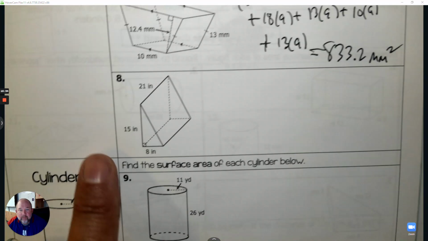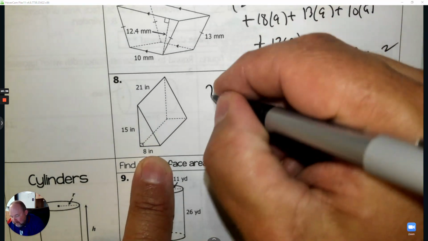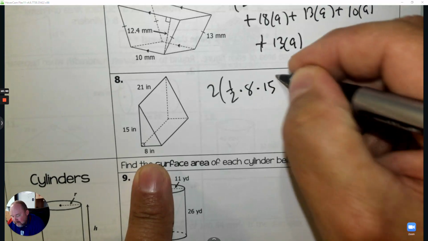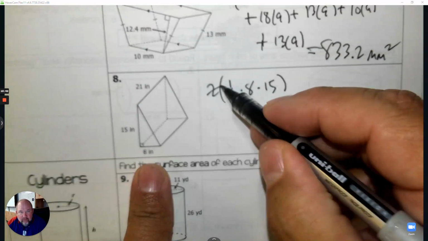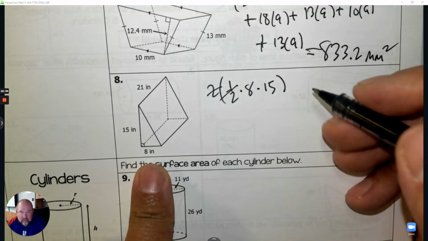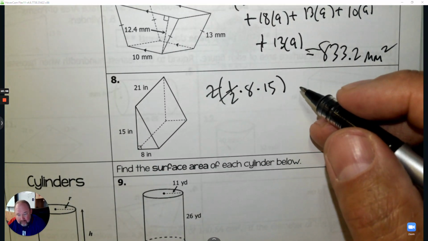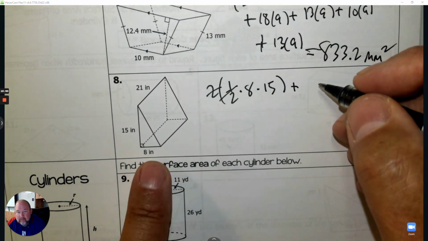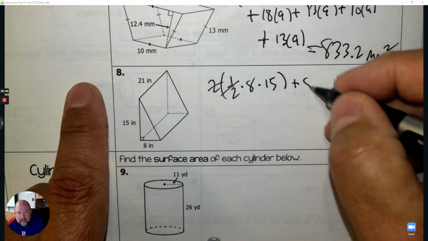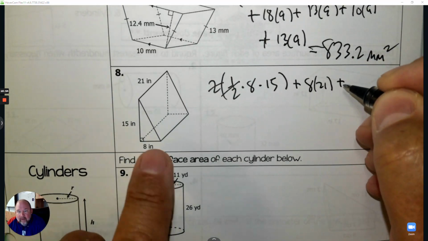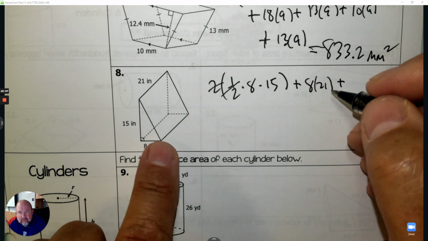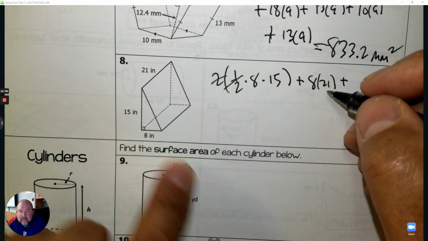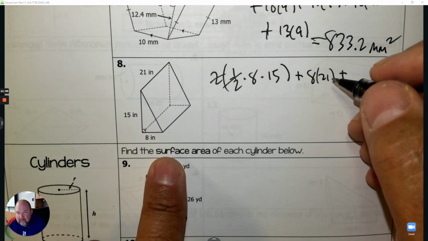All right, a triangular prism, so two triangles. So one triangle is half the base times the height. In case you don't know, the 2 and the 1/2 cross out, so it's really just 8 times 15. We could have done that before too. Plus the 3 rectangles. So one rectangle is 8 by 21. Another one is 21 by, oh, we got to figure out that size.